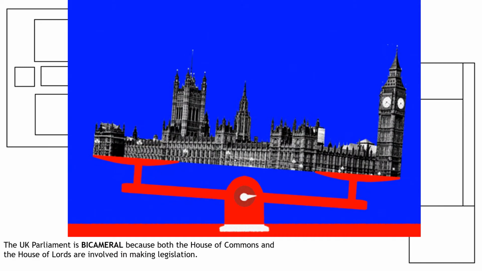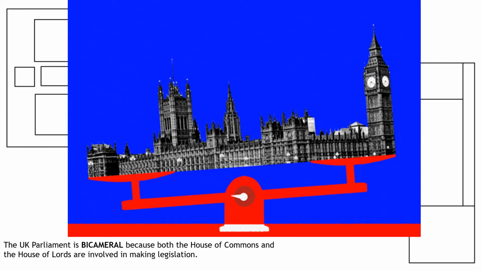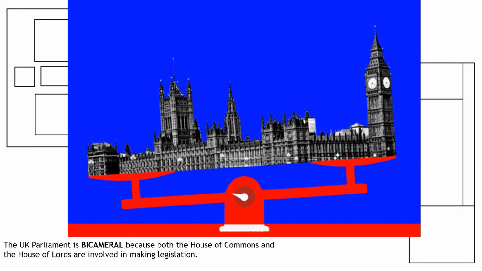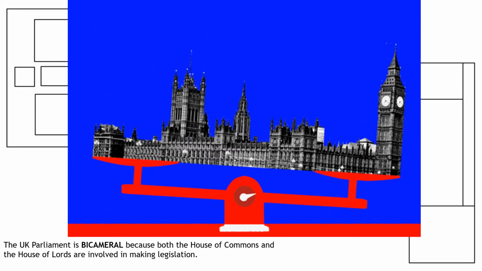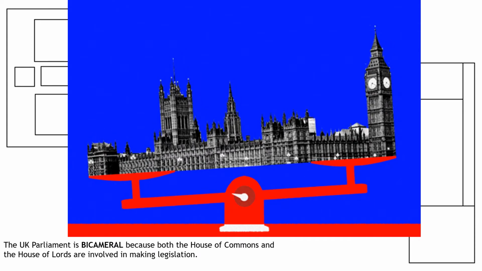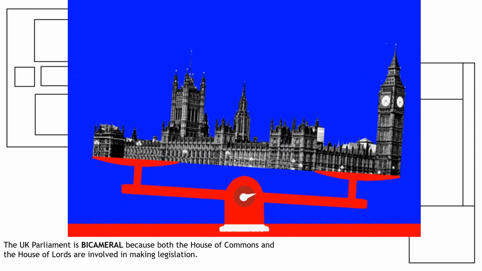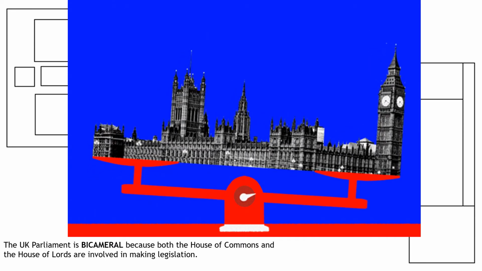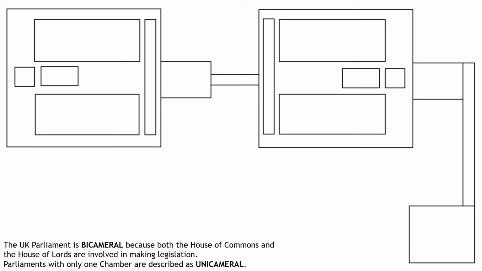So you can see the Houses of Parliament, or the UK Parliament, is bicameral, which means it's made up of two different houses, the House of Commons and the House of Lords. Both are involved in legal processes, and any law, any legislation, any act or bill will bounce back and forth between the two until it's finally decided upon and becomes law. Any institution where there's only one house that makes decisions is called unicameral.